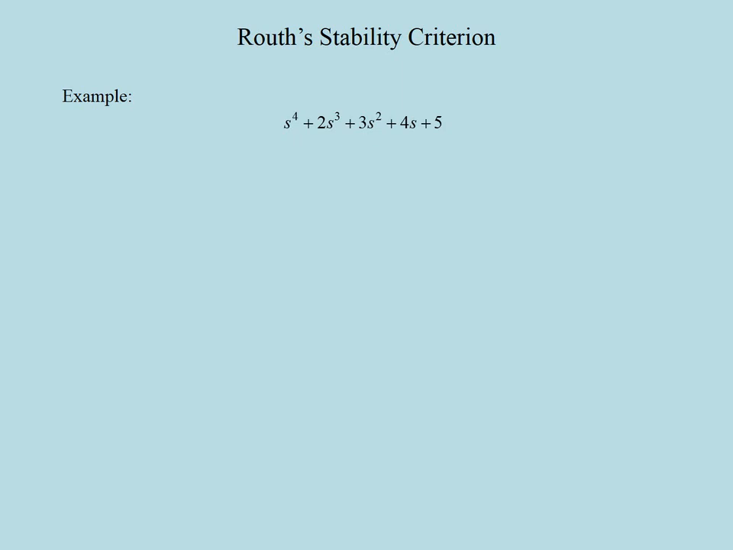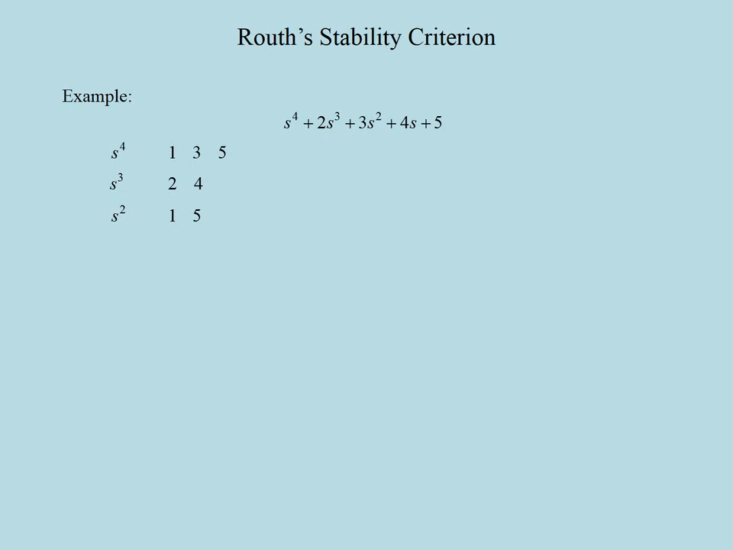This polynomial passes the first two steps of Routh test. Namely, the constant term is non-zero, that is 5, and all coefficients of the polynomial are positive. So we proceed to the third step of the test. The first row of the array, that is the s to the power 4 row, is composed of 1, 3, and 5. The other coefficients of the polynomial, namely 2 and 4, will be in the second row.